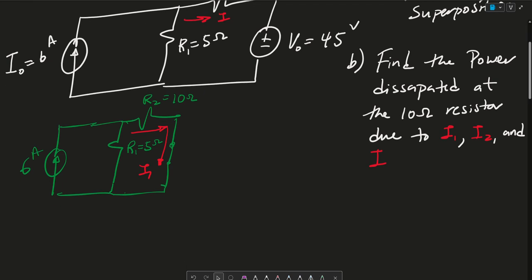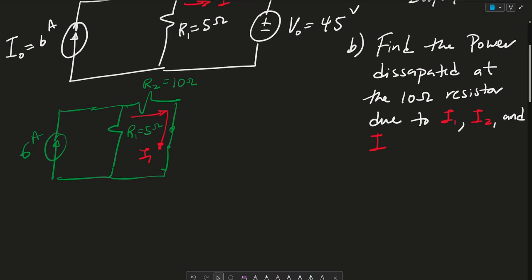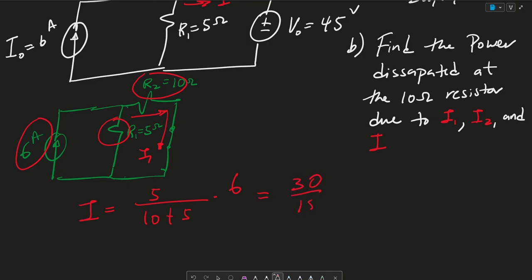So in order to find I1, we can use what we consider the current divider. The current divider says I is equal to the resistance, not where I1 is flowing, so this resistance, 5, over the addition of both resistors, so 10 plus 5, times the current source, which is 6. So this is equal to 30 over 15, which is equal to 2 amps.